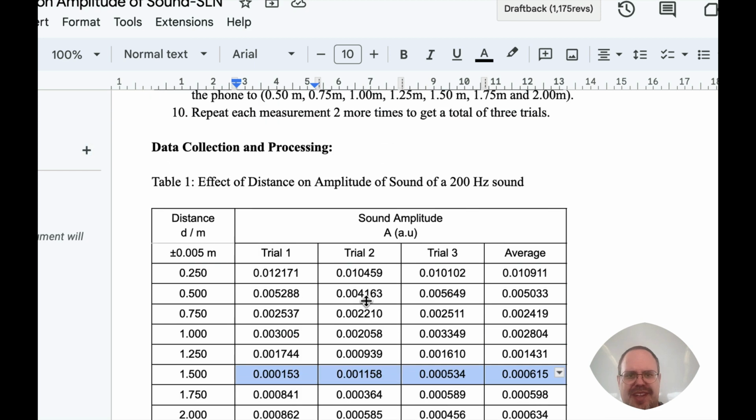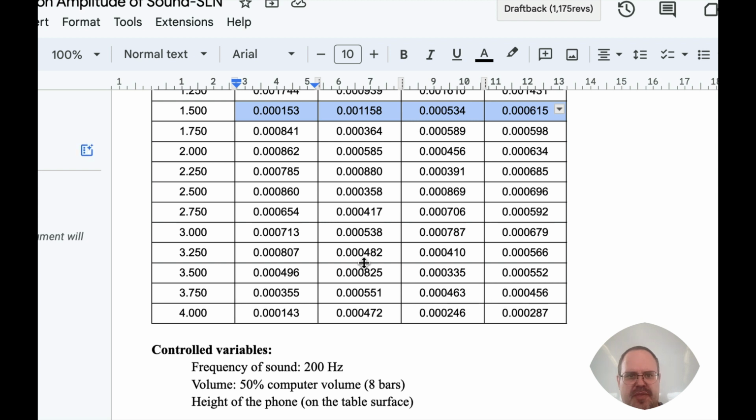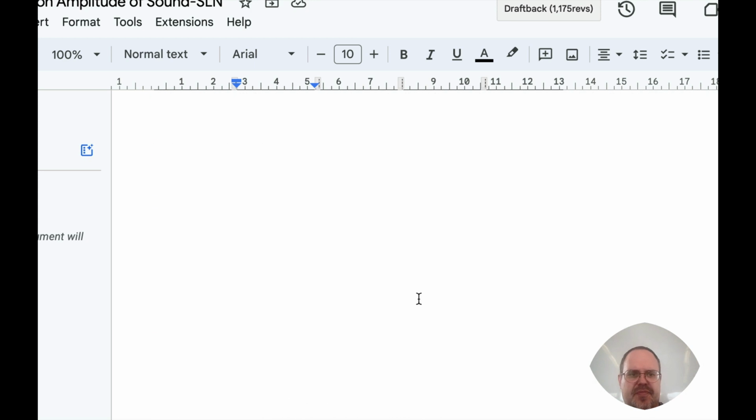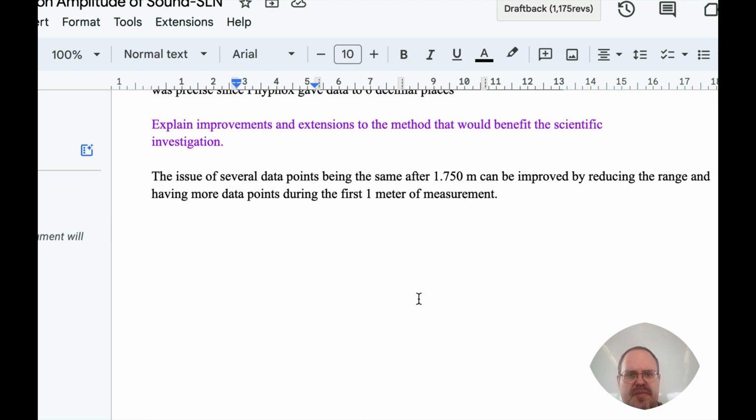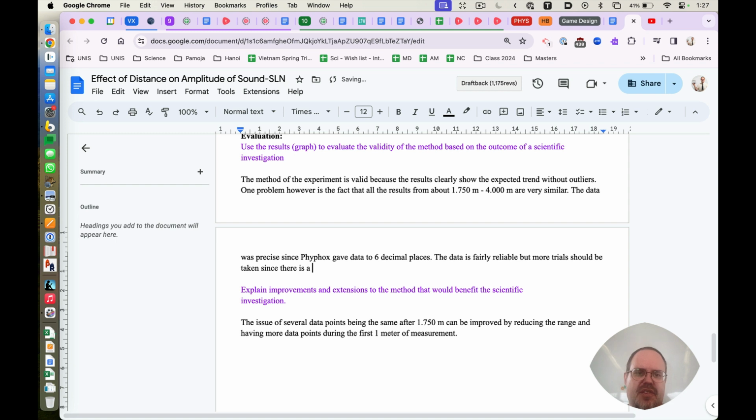Honestly, the data is not as reliable as I would like. At the lower end, the higher end is not so bad. But the average is all about there. Look at that, guys. 500, 800, 300, 3, 5, 4, 1, 4. The data is fairly reliable, but I actually think more trials should be taken since there is a range in the data. This is where if you did the optional extension to find the uncertainty for repeated trials, you could actually say something better than what I can say now. That's where doing extra work makes your life easier.